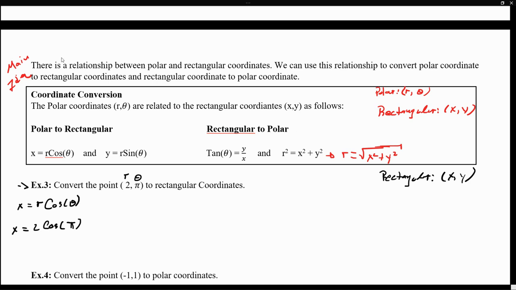And then cosine of pi, that's just equivalent to -1. So therefore, x has a value of -2. So now we know what x is. All we need is just a y.